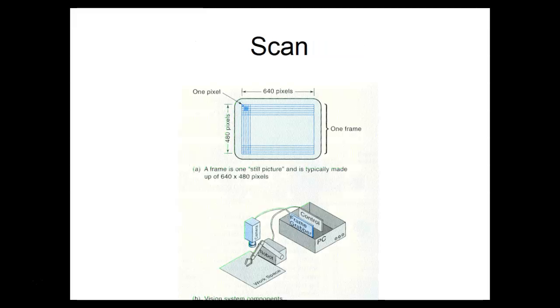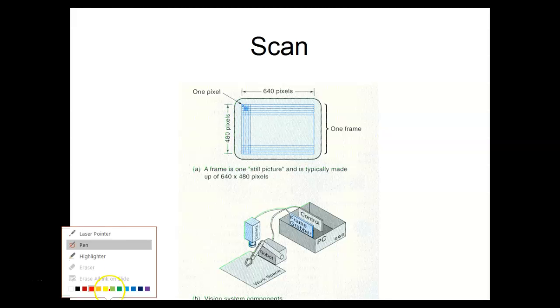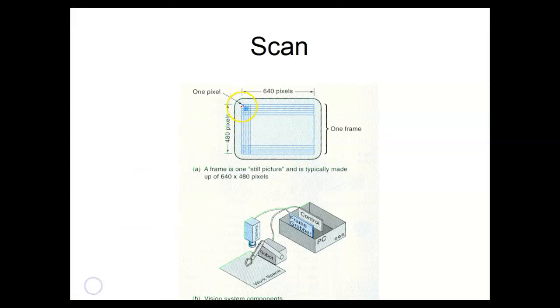So basically, to understand a vision system, you've got to understand how cameras work and how TV works and how video works. The way these things work is they do scans. They have a horizontal scan rate, and it'll scan across one line, and then it'll drop down and do the next line, and it'll drop down and do the next line.